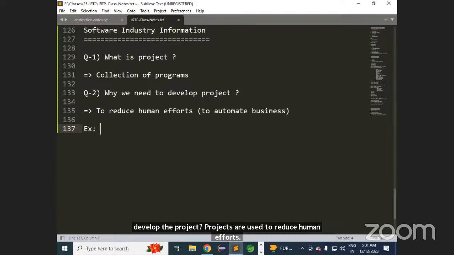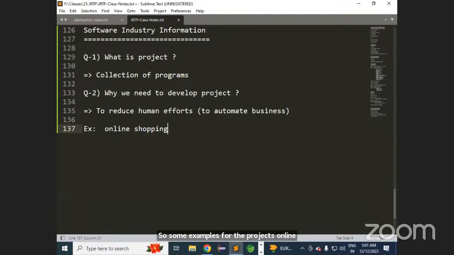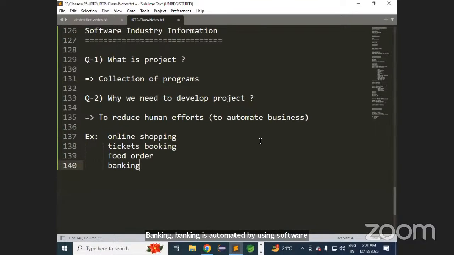Some examples of projects: online shopping. If you want to purchase a mobile, you don't need to go to a mobile shop. Just open Amazon or Flipkart and you can purchase the mobile. Then ticket booking, food orders, and banking are all automated by using software applications. These applications are reducing human efforts and automating business. So to reduce human efforts, we are developing a lot of software applications.